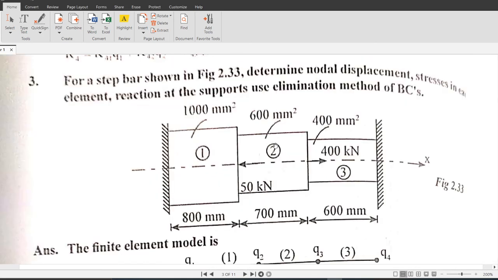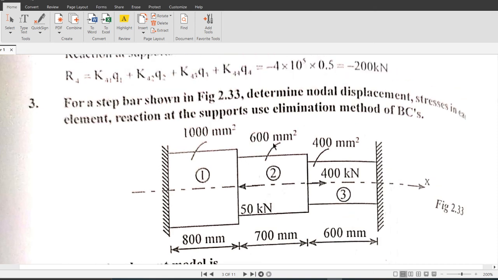All of you note down this stepped bar. Now it is divided into 3 sections. Therefore, 3 elements you have to do. 3 elements means how many nodes? 4 nodes. 4 nodes means what is the size of the global stiffness matrix? Take the screenshot, you need not write. 4 nodes means the size of the global stiffness matrix is 4 cross 4. Keep this in mind.